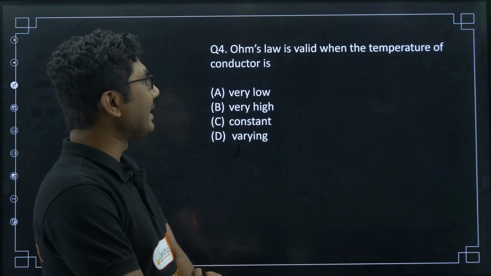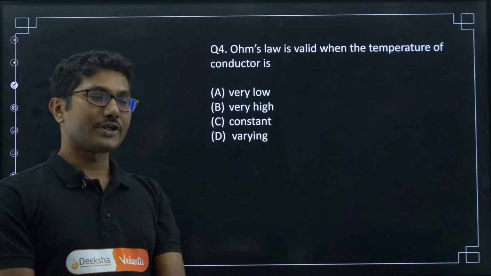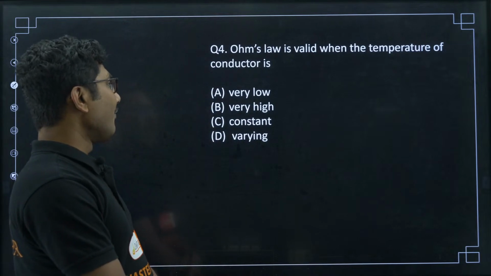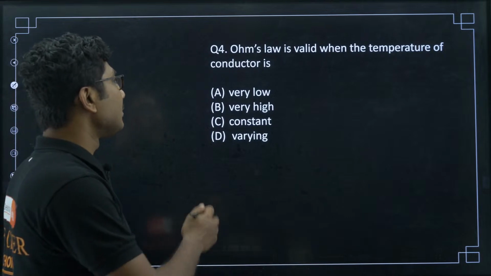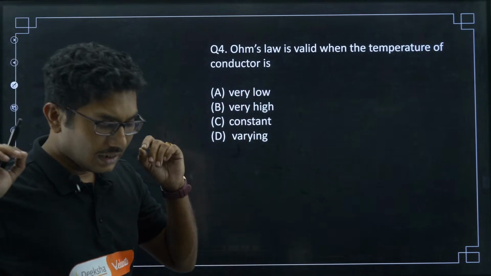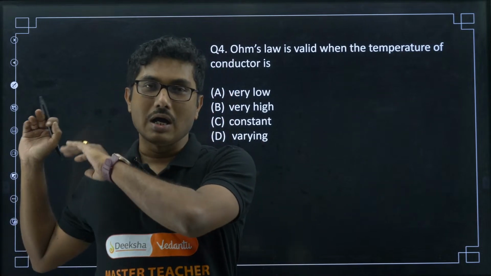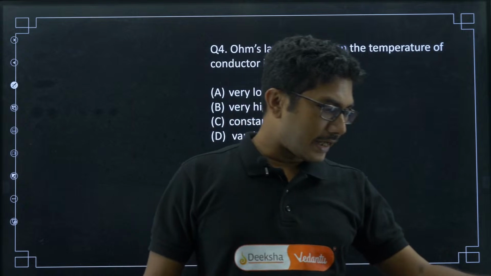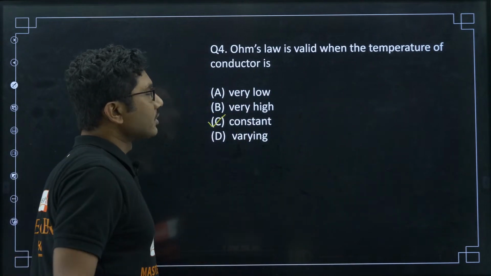Ohm's law is valid when the temperature of the conductor is: very low, very high, constant, or varying. Ohm's law is only valid, that is the statement of Ohm's law, when temperature and other physical conditions remain constant, the current is directly proportional to voltage. So we know from that the answer is constant.